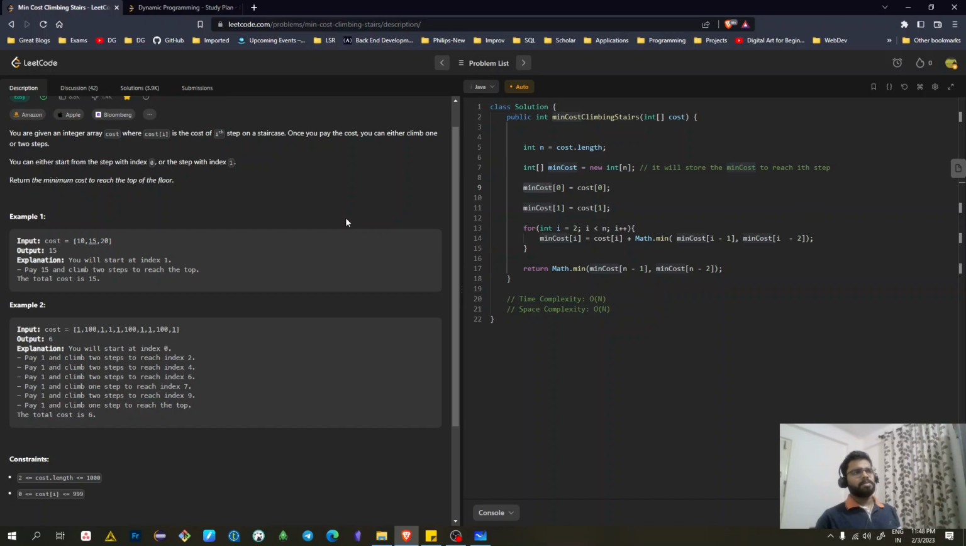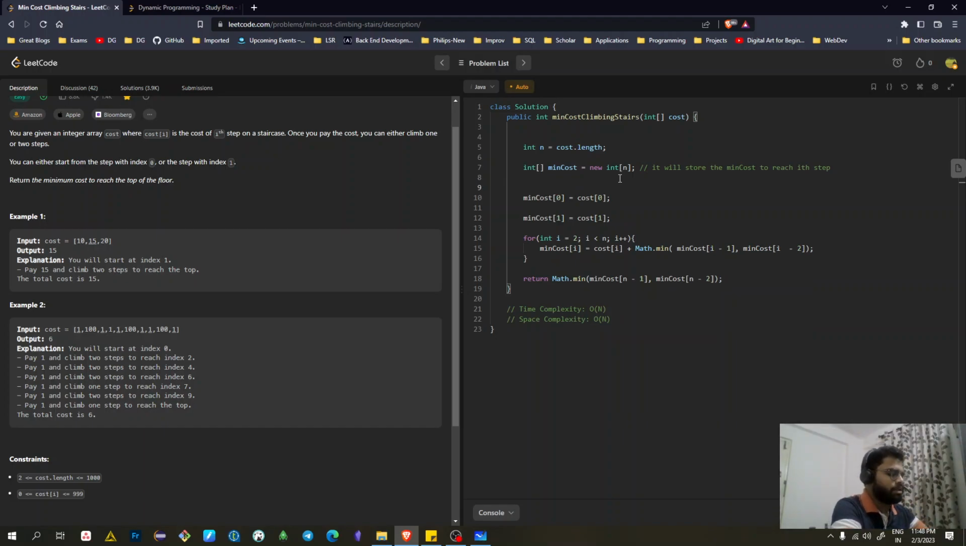Let's try it out. Why not? Maybe we would be able to. But I like this solution very much because it's easier to understand. But let's try it. Minimum cost, let's call it n minus 1, minimum cost of n minus 2. Sorry.